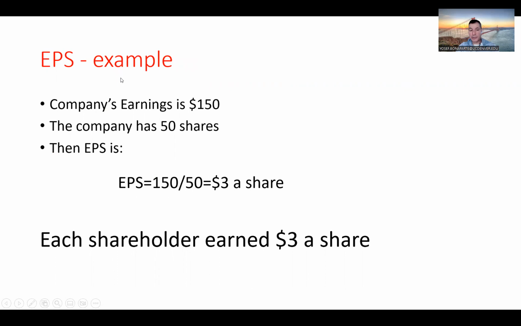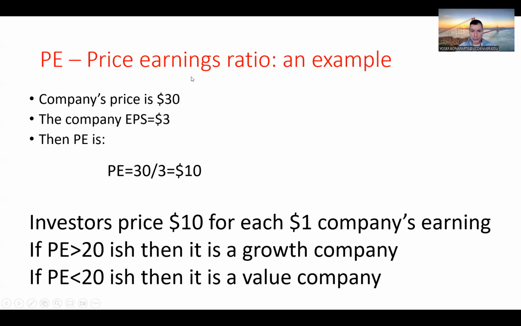EPS is earnings per share. Suppose the company earns $150 and has 50 shares. Their earnings per share equal 150 divided by 50, which equals $3 a share. That's earnings per share. So every share you own in a company will give you $3 income. Each shareholder earned $3 a share.